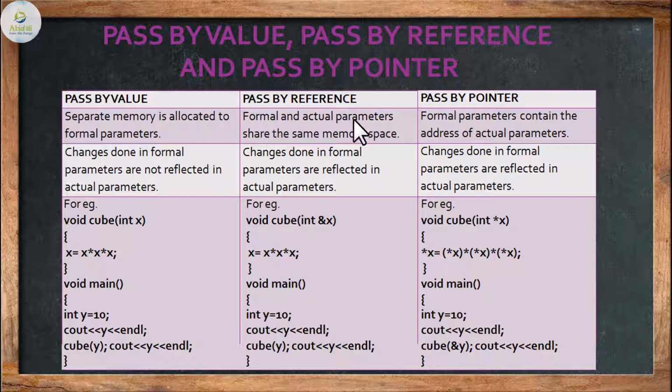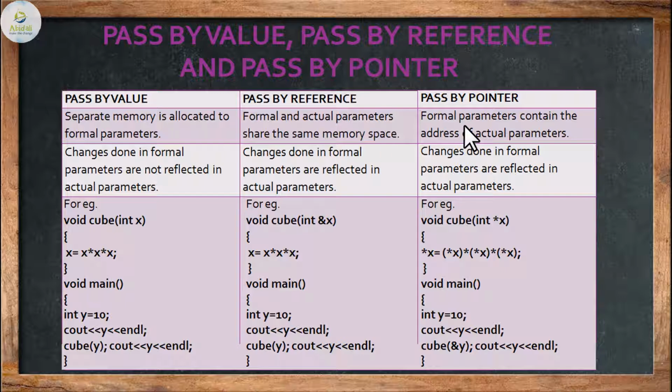So the formal and the actual parameter share the same memory, but here separate memory has been allotted to the formal parameter and the actual parameter. The actual parameter in this pass by value is y, the formal parameter is x. So this is the function call statement, isn't it? The function call statement, where we have the calling of the function. Okay, we have modified certain statements over here, but for actual and formal parameters x and y, both will share the same memory space.